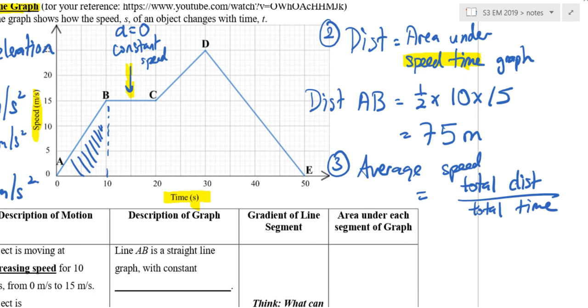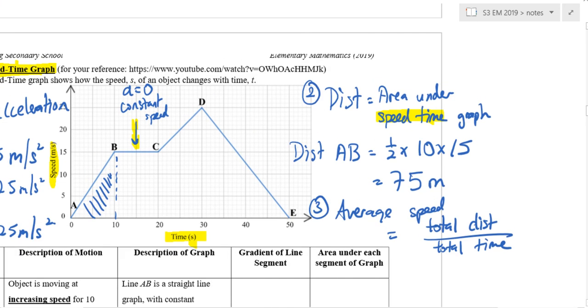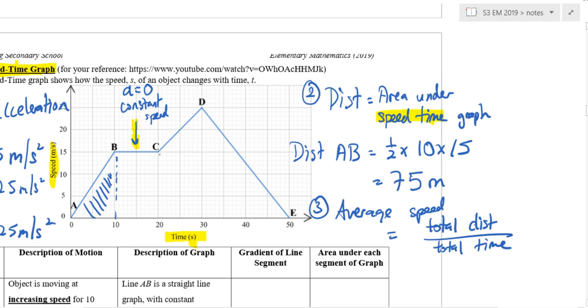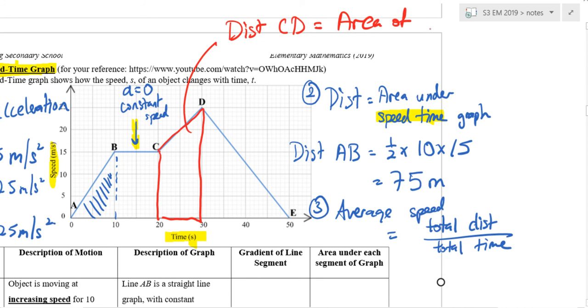Trapezium, just to recap the area of trapezium. What is a trapezium? This is a trapezium. Can you write down? Distance CD is area of trapezium. Now, what is a trapezium? Simple. Trapezium is a four-sided shape with one pair of parallel sides. Where are the parallel sides on this? This is the parallel side.